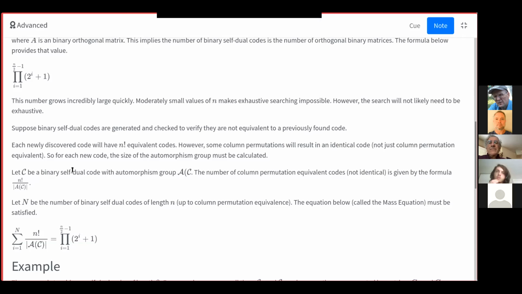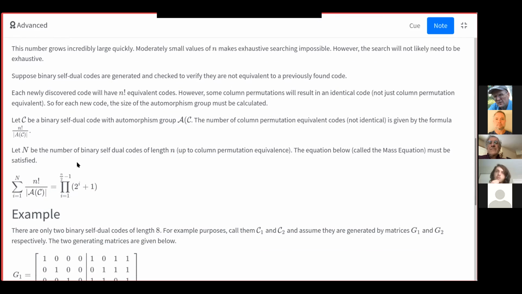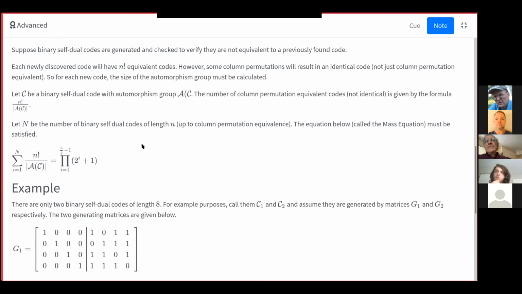And so if we have a permutation act on the set that creates the same code, we call that an element of the automorphism group. An automorphism is an endomorphism that is an isomorphism. Essentially, it creates the exact same thing, not just something equivalent. So for each self-dual code that we search and find, we calculate its automorphism group, divide n factorial by that, and so we have a mass formula.